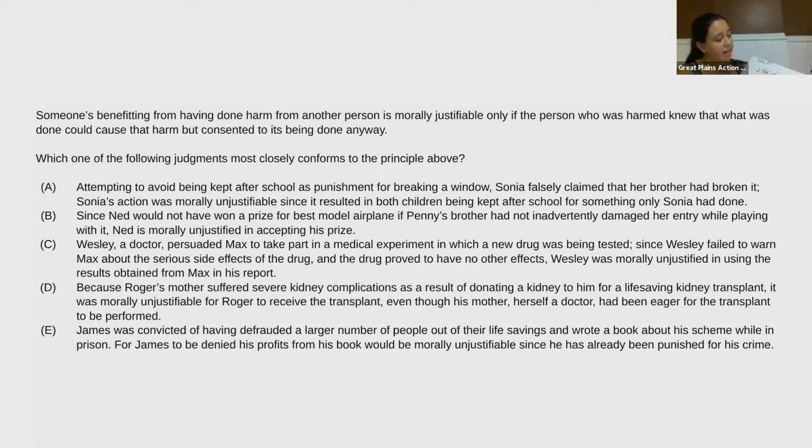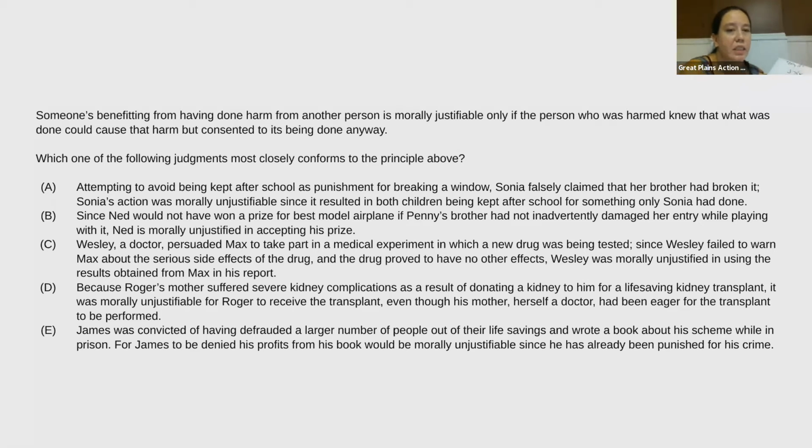It is necessary that the person have knowledge and consent. So if it's justifiable, then the person both knew what was going on and consented to it anyway. All right, so let's look at these and see if we can find an example that conforms to this principle.